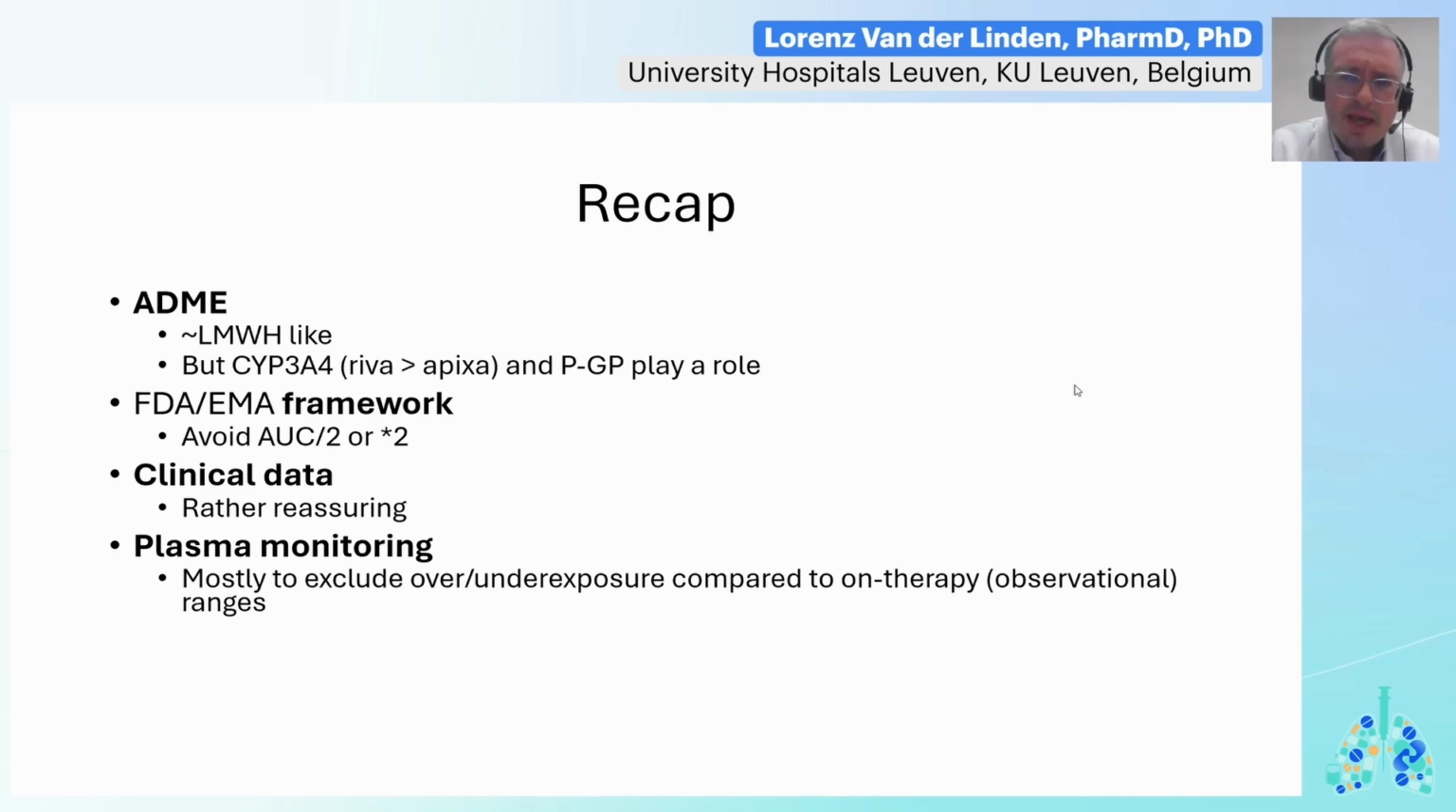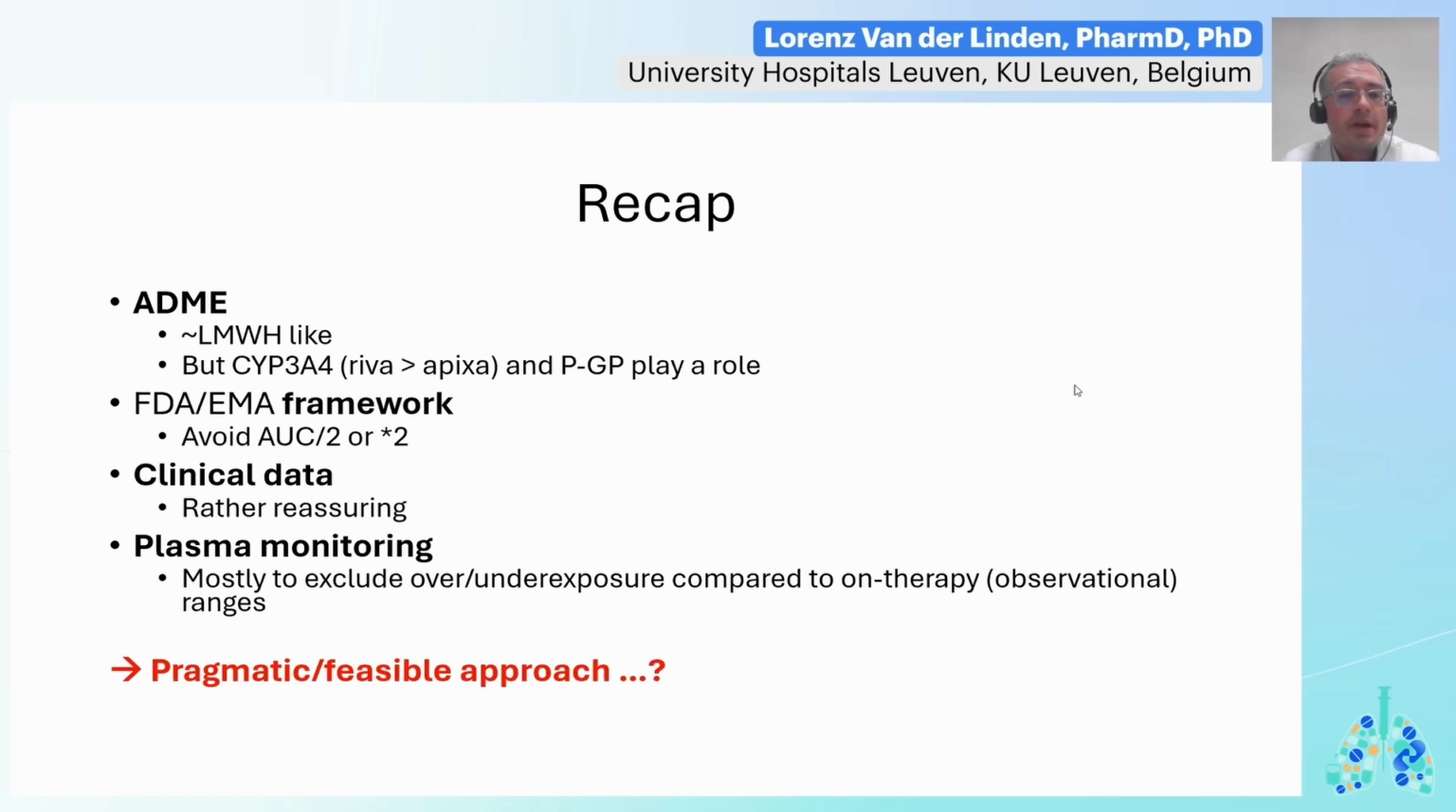So we have seen that DOACs behave like low molecular weight heparins, with a high propensity for drug-drug interactions, depending on the DOAC. Most therapies do not lead to a doubling or halving of steady-state AUC and are actually allowed. Clinical data up to now are rather reassuring, and plasma monitoring might have a place, but we should refrain from over-interpreting these data. So what would now be a feasible, pragmatic approach?